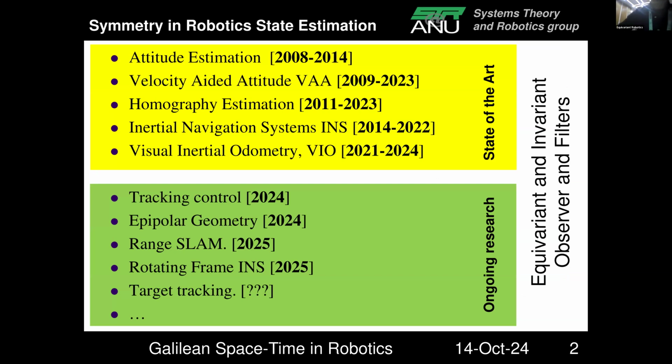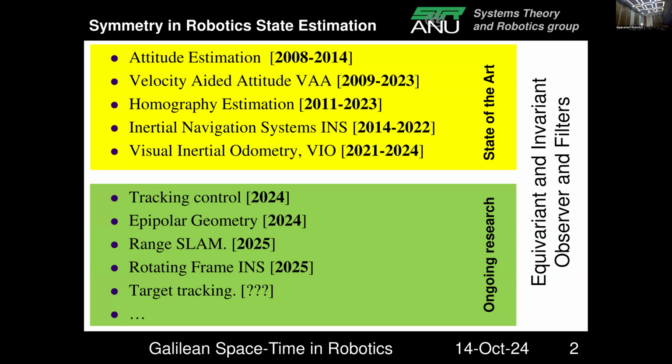Fantastic. So we got into this question with aerial vehicles. We worked a little bit on attitude estimation. Then there was some work on velocity aided estimation, which has really been done. I did quite a bit of work on homography estimation and image registration, which I'll talk quickly about. Then inertial navigation systems and visual inertial odometry.